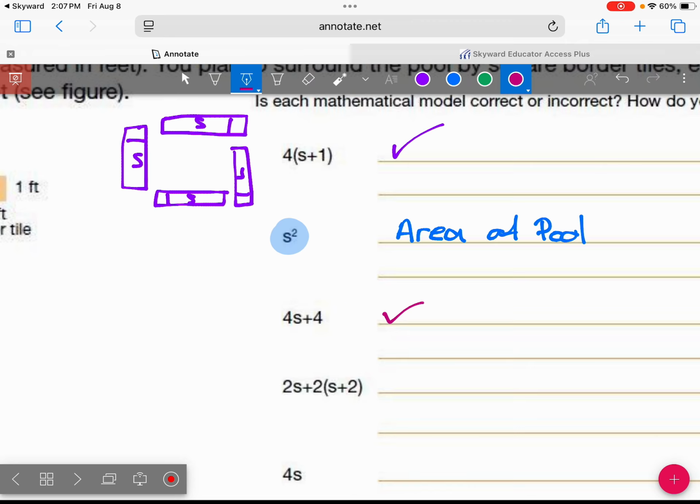Let's look at the next one. We've got 2 S's. So I've got my 2 S's. And then we're told to get 2 sets of S plus 2. Is that the right amount of stuff to make my whole border again? What do you think?